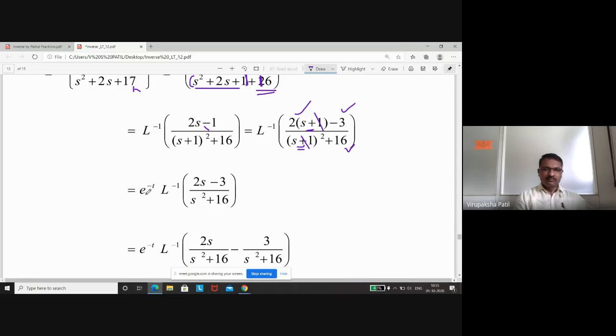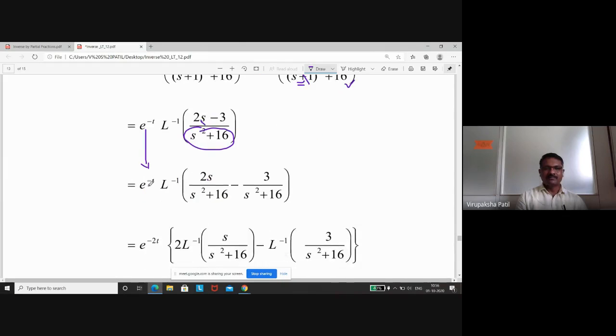Now this e to the power minus t you keep as it is. Take this denominator separately to the numerator. So you can write that as e to the power minus t into L inverse of 2s divided by s square plus 16, minus as it is, then 3 divided by s square plus 16.